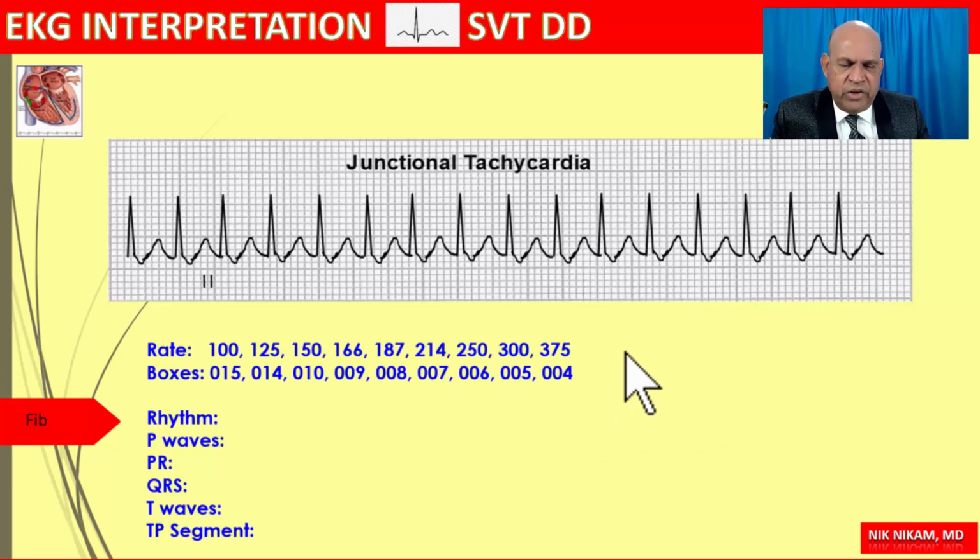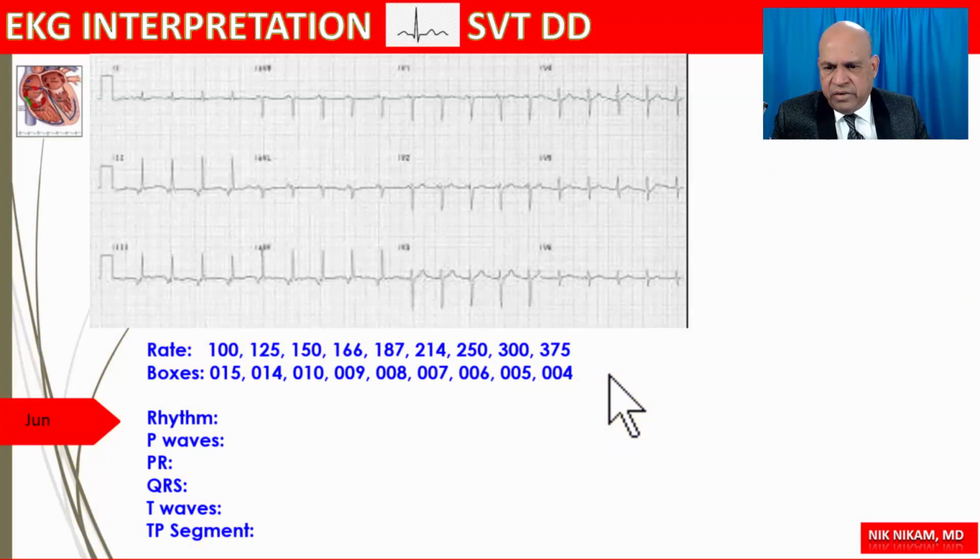But if we use some vagal maneuvers, we may be able to separate these T waves and see if we are actually looking at a retrograde P wave, in which case we will be dealing with the junctional tachycardia. Let's move on to the next one. And here is another rhythm which is similar to the one we saw before.